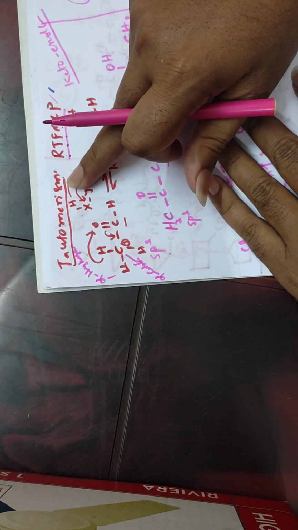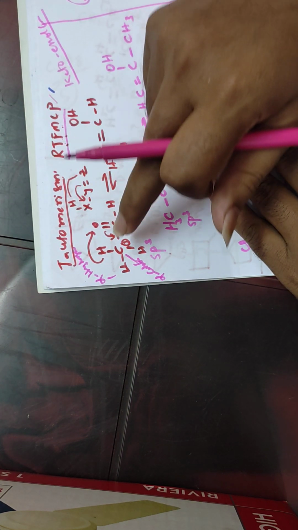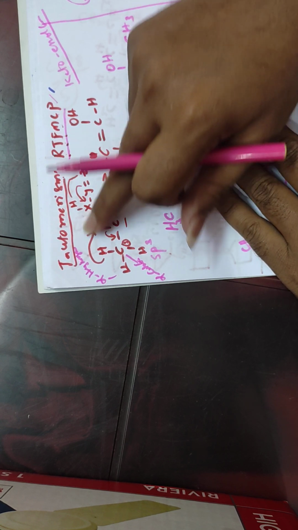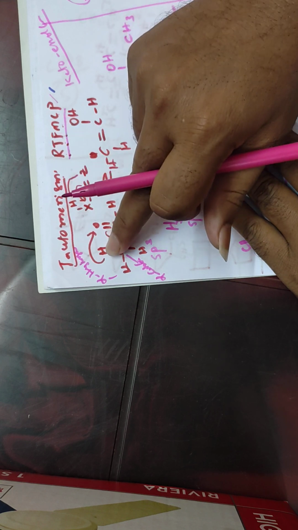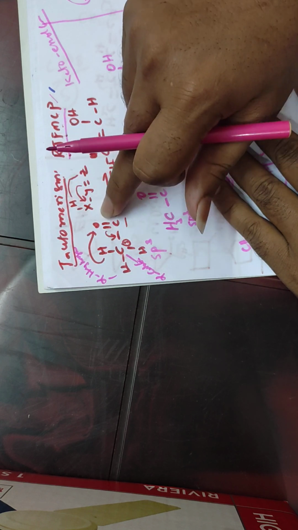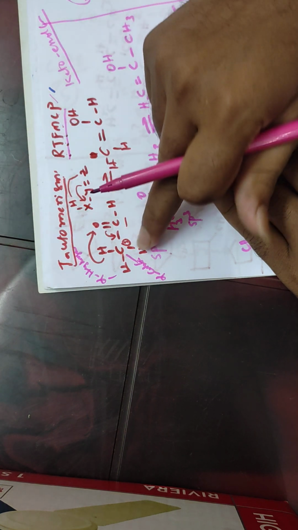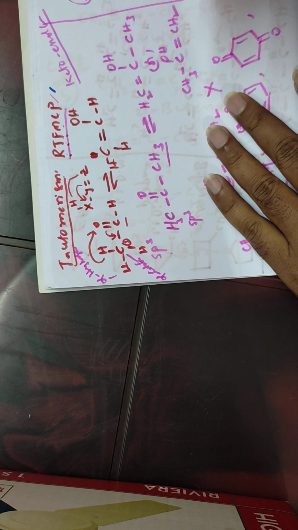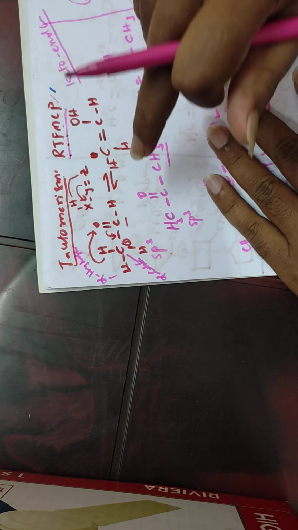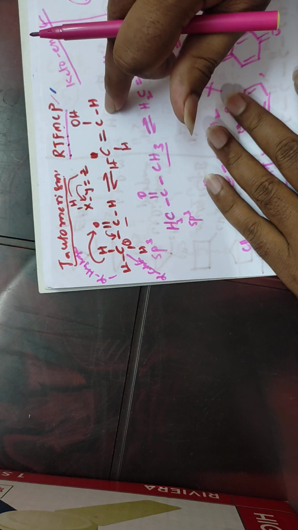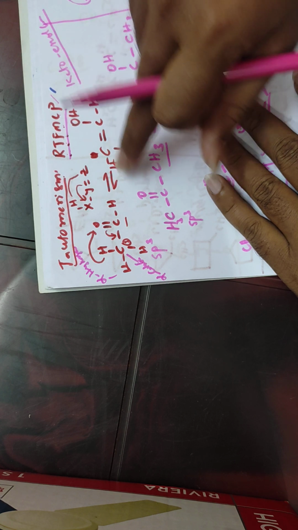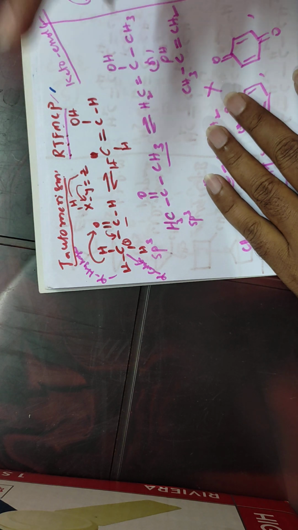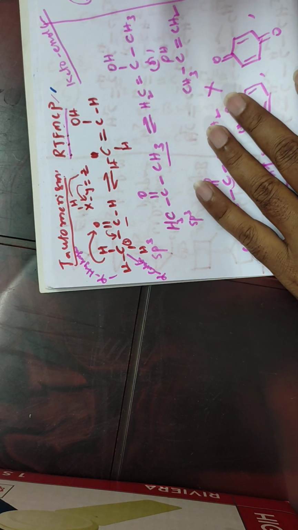So tautomerism is also called intramolecular. Intramolecular means in the same molecule. In the same molecule this proton is oscillating or transferring. So it is intramolecular proton transfer isomerism, and another name is dynamic equilibrium isomerism, because between these two compounds there is dynamic equilibrium. So this is called dynamic equilibrium isomerism also.